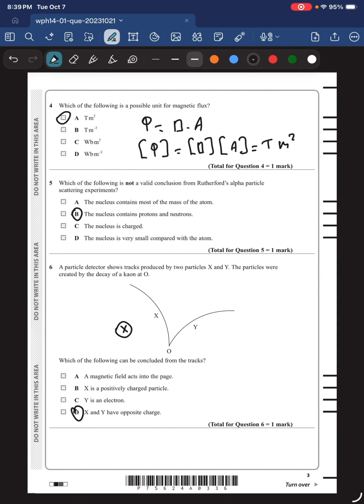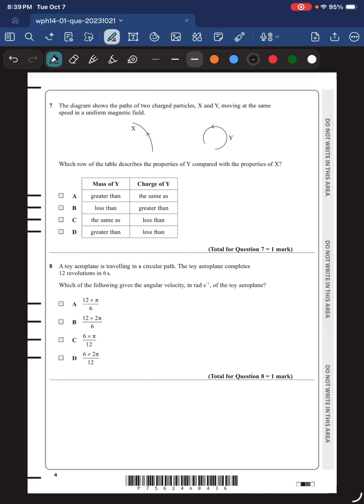Okay, and the reason is that irrespective of whether the magnetic field points in or out, this is positive and this is negative, or the other way around. Okay, and this is a diagram that shows pair creation pretty much. So these two particles are the same. It can be a proton and an antiproton, an electron and a positron, etc. Okay, so the correct answer is D.